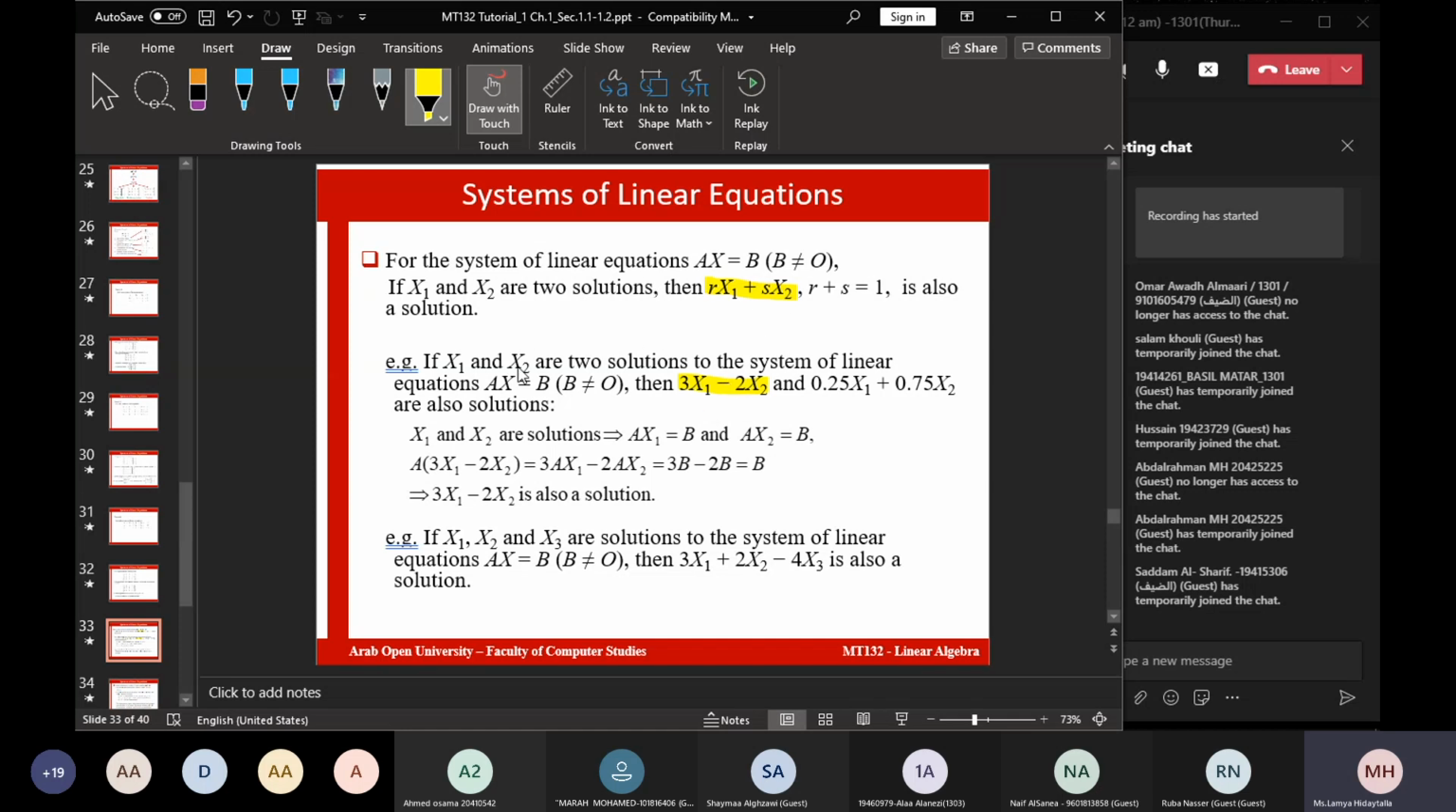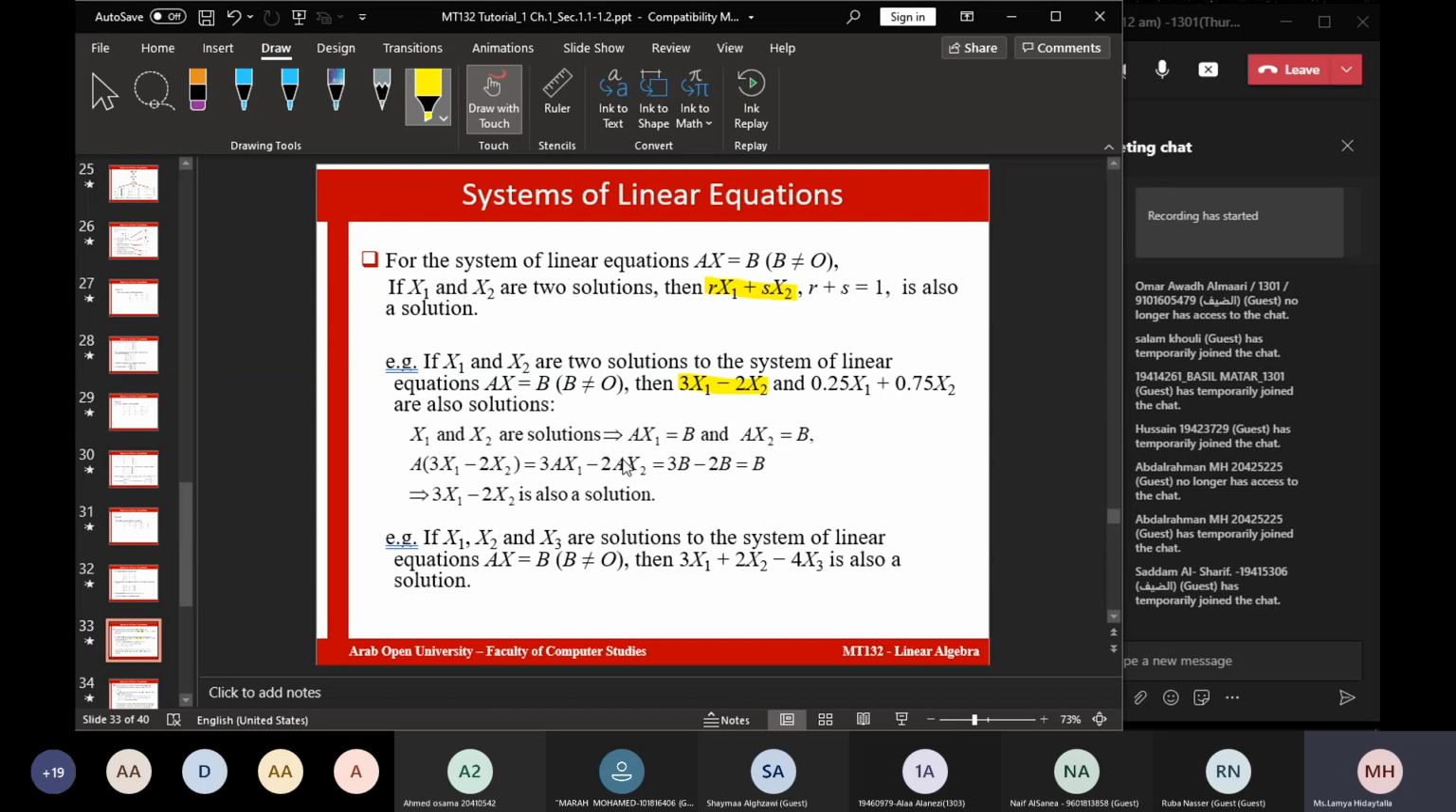Now, if we take it and substitute it in the place of the vector x, we have A times (3x1 minus 2x2). Take the 3 out, distribute first. So 3A x1 minus 2A x2, this is equal to what? What is A x1? Since x1 is a solution, it means A x1 equals B.